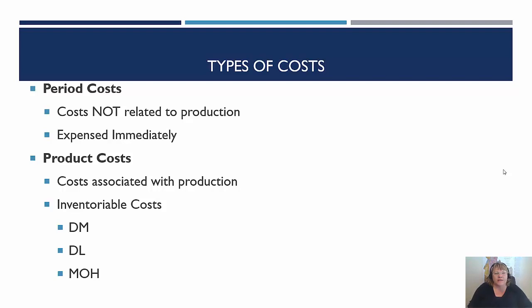Now, period costs are costs that are not related to production. And I know that you've heard this before in other accounting classes. These are expensed immediately. You can think of it as period costs are costs that are incurred from the office. And product costs are costs associated with production. And these are inventoriable costs. For instance, these are direct materials, direct labor, and manufacturing overhead. So let's think about this for just a second. Period costs are in the office, not related to production, and they're expensed immediately. And product costs are associated with production, and they're inventoriable.